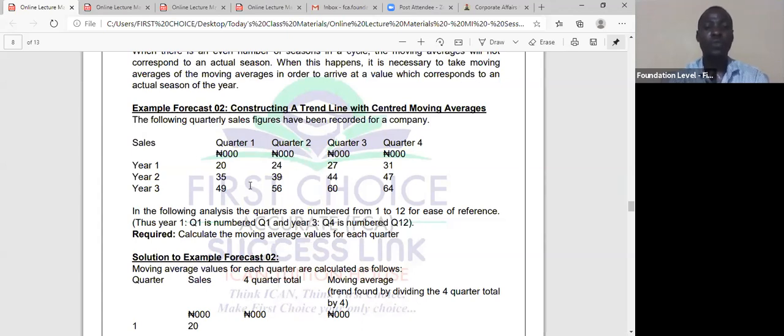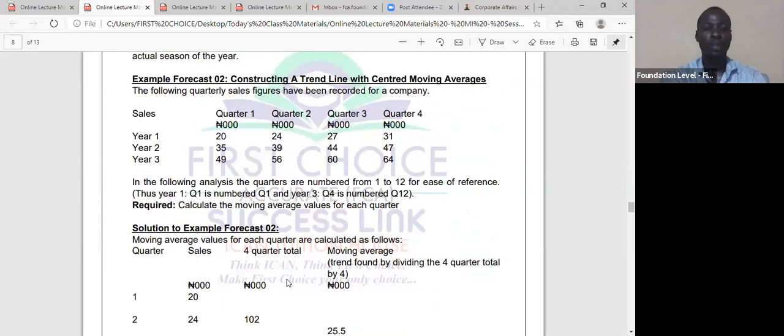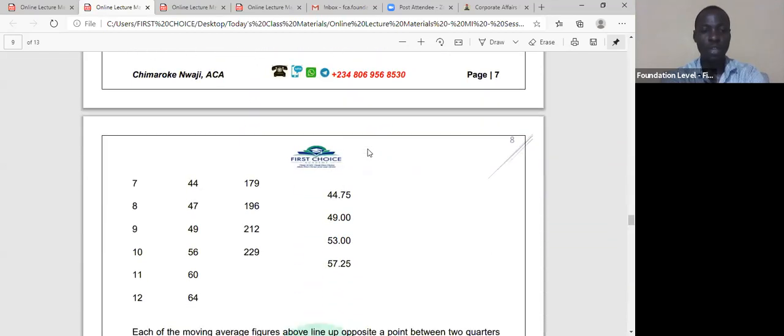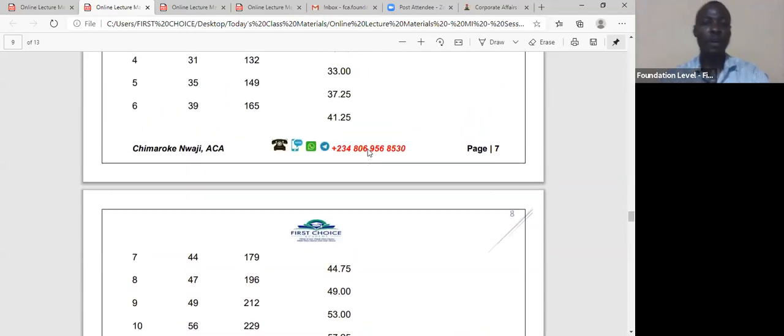Now, for the sake of convenience, quarter 1, 2, 3, 4. Then for year 2, we have quarter 5, 6, 7, 8. Then year 3 is quarter 9, 10, 11, 12. So we have 12 quarters here. We are required to calculate the moving average value for each quarter. All of these figures are in thousands. We'll arrange all these figures like we did in the first one, quarters 1 to 12. So we have arranged them all.